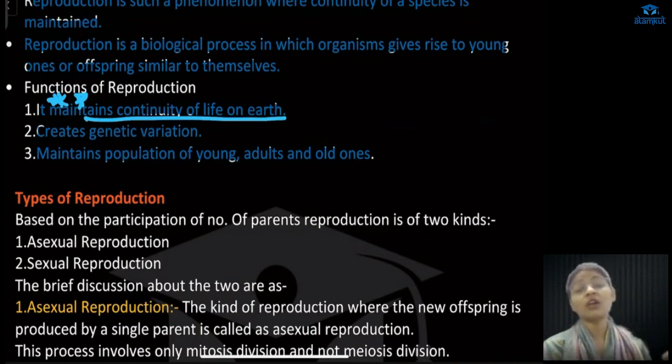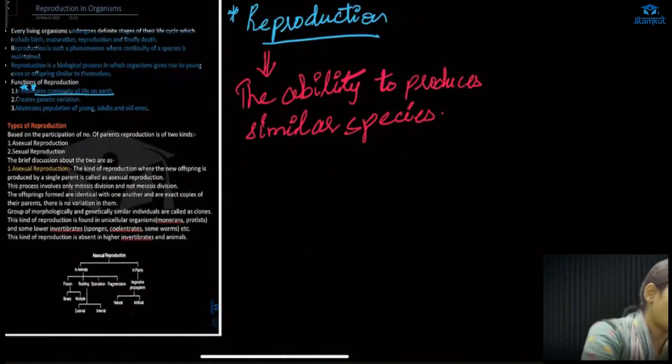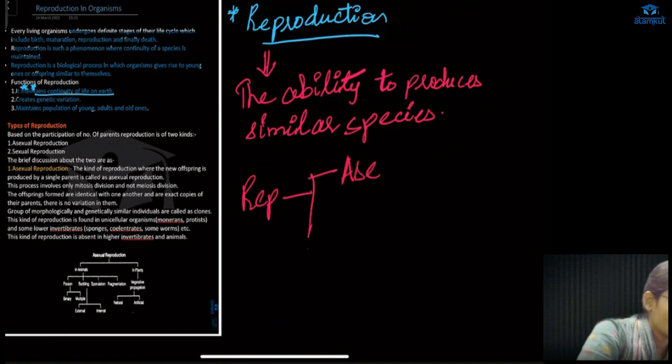Now again, what are the kinds of reproduction? From basic classes, second or third, we have studied that there are two kinds of reproduction, asexual and sexual. Let me write first: reproduction is of two kinds. One is asexual, another is sexual.